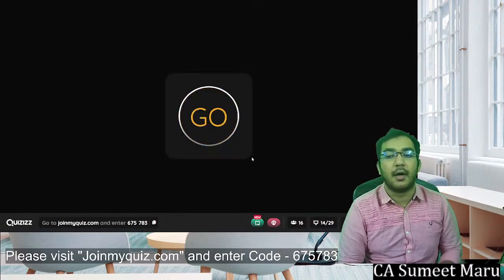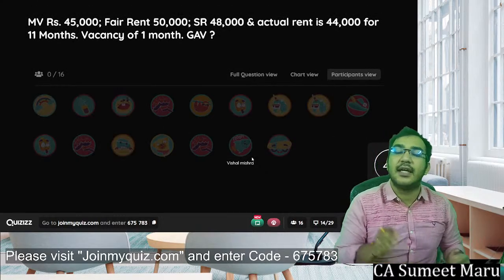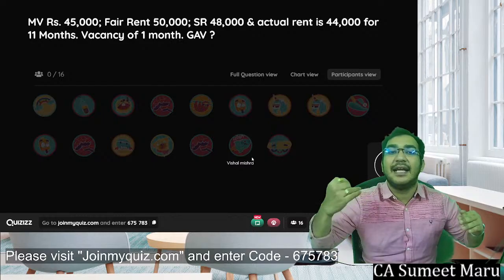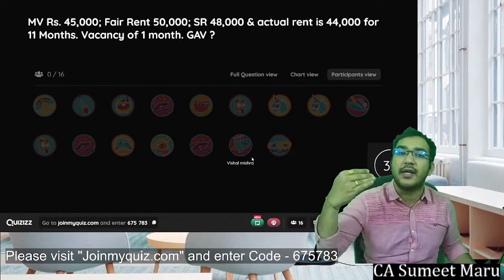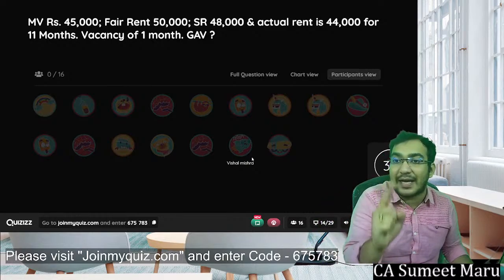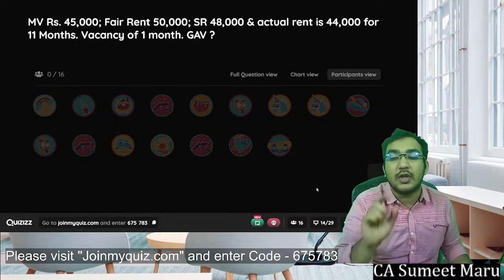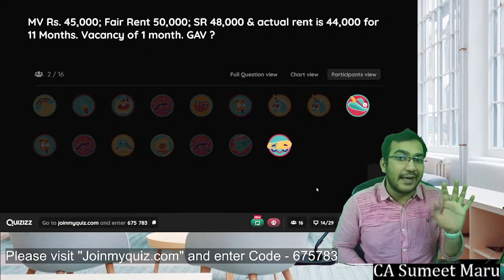Next question, question number 14. There are around 30 questions. Municipal value 45,000, fair rent 50,000, standard rent 48,000, actual rent 44,000 for 11 months. 1 month was vacancy. So here also the vacancy loss is there. So answer it very carefully.